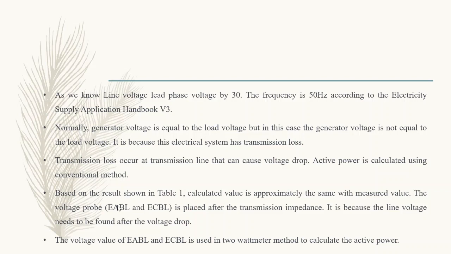Active power is calculated using the conventional method. Based on the results shown in table 1, the calculated value is approximately the same as the measured value. The voltage probe is placed after the transmission impedance. It is because the line voltage needs to be found after the voltage drop.